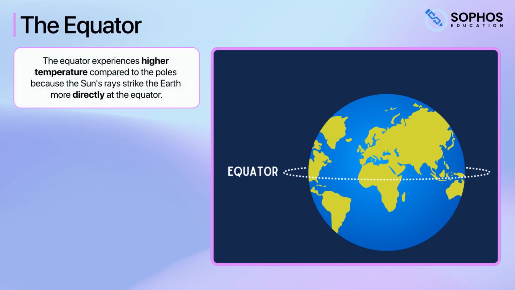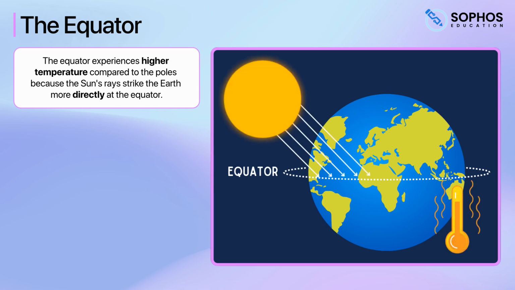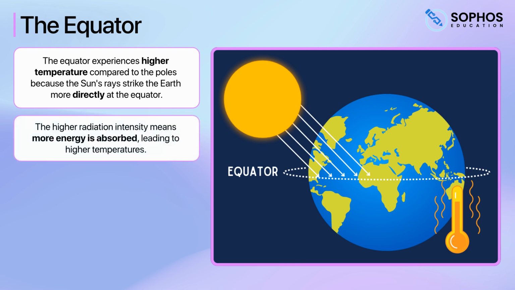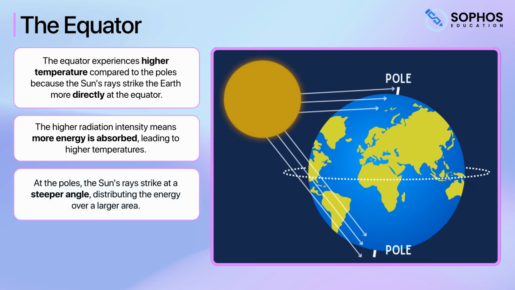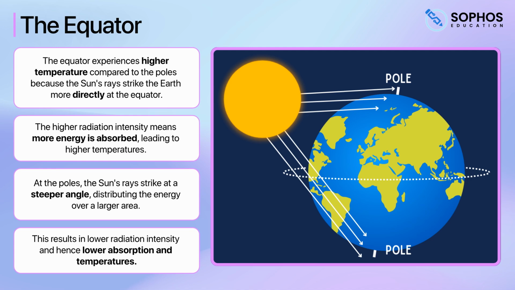The equator experiences higher temperature compared to the poles. This is because the sun's rays strike the Earth more directly at the equator, concentrating energy over a smaller area. The higher radiation intensity means more energy is absorbed, leading to higher temperatures. At the poles, however, the sun's rays strike at a steeper angle, distributing the energy over a larger area. This results in lower radiation intensity and hence lower absorption and temperatures.